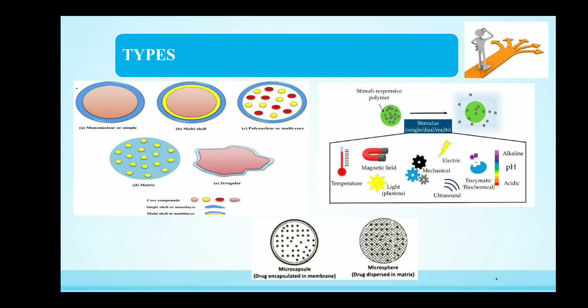As discussed in the previous slide, microcapsules have a different size range. In this figure, you can see various types like mononuclear simple spherical, multinuclear spherical, polynuclear or multicore, spherical or matrix type, and an irregular type depending on the structure. Out of this, mononuclear spherical is a common type of microcapsule widely used in pharmaceutical areas.